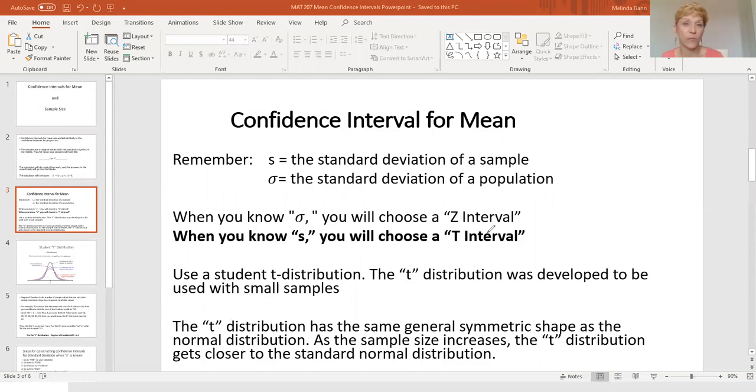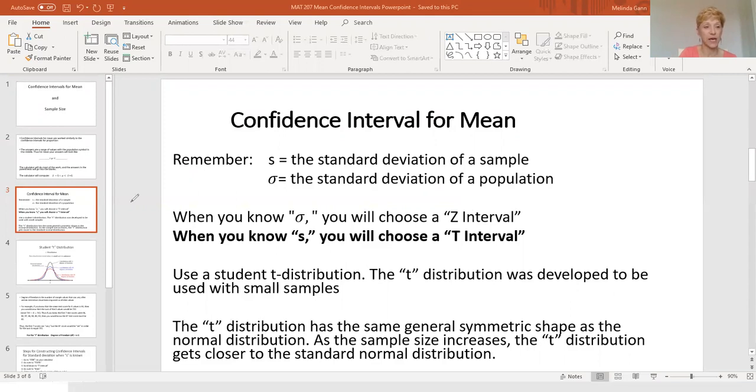Now, this is the background information that I want you to understand. A Z interval uses a normal curve. Now, you know what a normal curve is, but a T interval uses something called a T distribution. A T distribution was developed to be used with pretty small samples. It's very similar to a normal curve. If you looked at it, you might think it is a normal curve because it's bell-shaped and the mean's in the middle, but the percentages are different. They're not going to be 68% within one standard deviation, 95, they're different. But it is a bell-shaped curve that is symmetric.